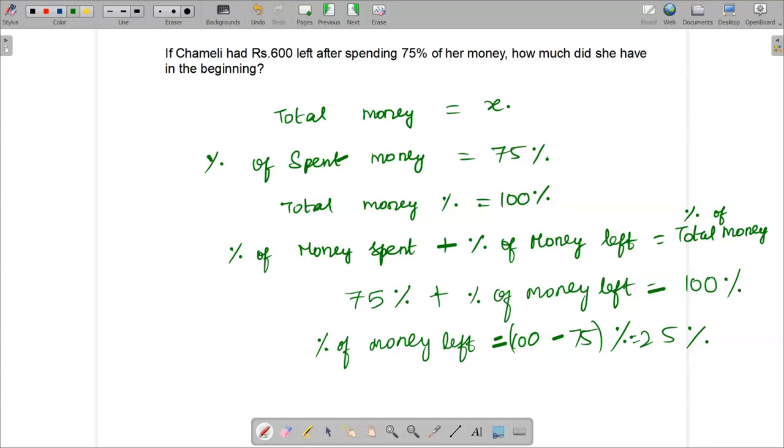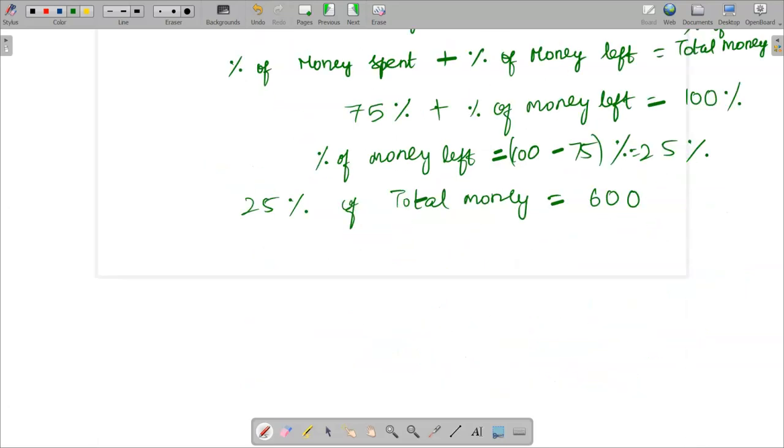Out of that, they have given what it is equivalent to. So 25% of total money is what is left, which is equal to rupees 600. From this I can write it: how can I write 25%? 25 by 100. What is the total money? I don't know, that I'm going to find out, so let me take it as X. So it is going to be 25 by 100 of X equal to 600.